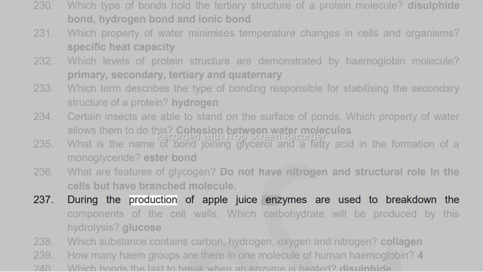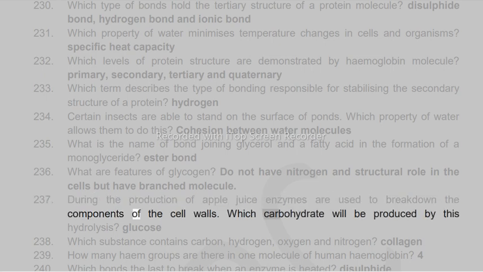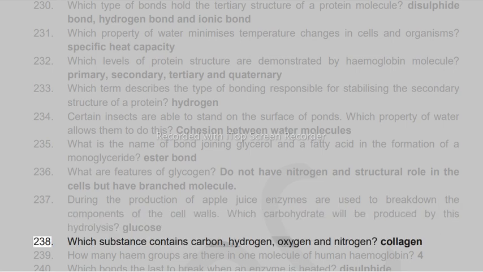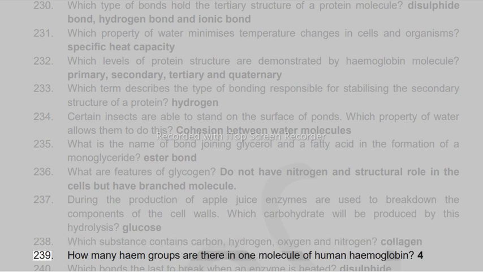237. During the production of apple juice, enzymes are used to break down the components of the cell walls. Which carbohydrate will be produced by this? Hydrolysis. Glucose. 238. Which substance contains carbon, hydrogen, oxygen, and nitrogen? Collagen. 239. How many heme groups are there in one molecule of human hemoglobin?